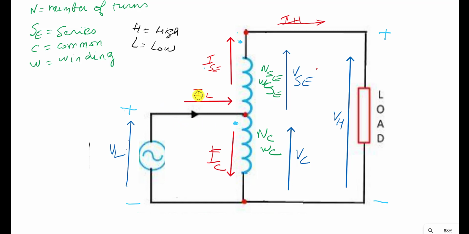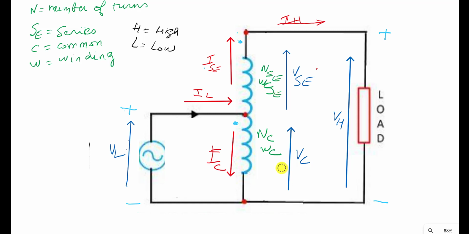We have the red currents: IL, then ISE and IC, and the series one goes to the output. It's called H, stands for high. We also have the voltages in blue: voltage low, voltage SE, voltage common, and the voltage on the high side, which is the output. And the green ones just show the windings called C and SE, and then we have the turn ratio, the number of turns on the common and the number of turns on the series.